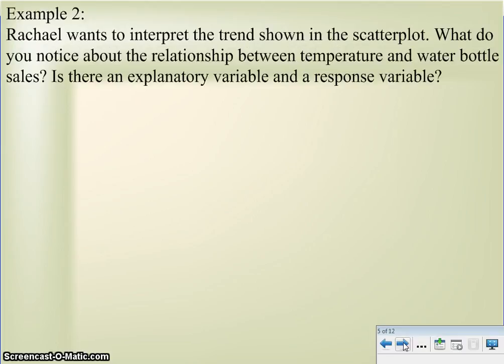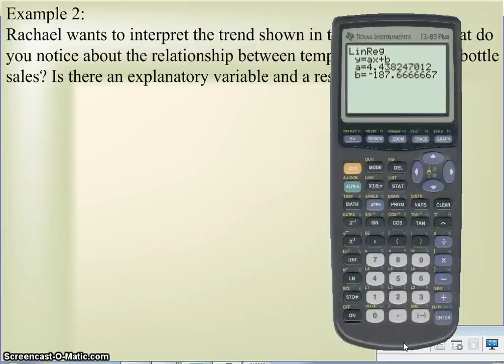All right, example 2. Rachel wants to interpret the trend shown in the scatter plot. What do you notice about the relationship in the temperature and the water bottle sales? And is there an explanatory variable, and is there a response variable? Well, if we go back to our calculator and click on our graph, we can clearly see here that as the temperature rises, remember it's here on that horizontal axis, that the number of water bottles on that vertical axis are being sold. So we can see the line that is being created is going up.